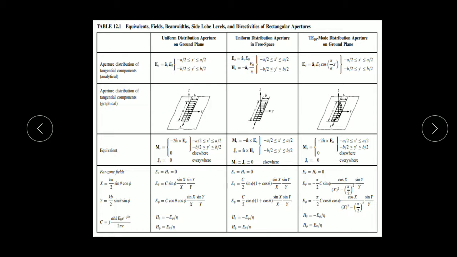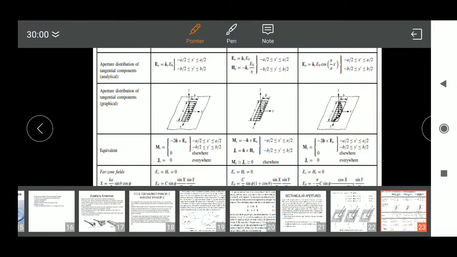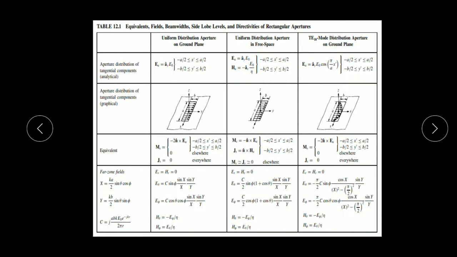This is the TE10 mode distribution aperture on a ground plane. In this case the electric field is not constant throughout. Basically the electric field is minimum at the edges and maximum at the middle. So the field pattern is ay E0 cos(pi by a x'), and the remaining components depend on the structures.